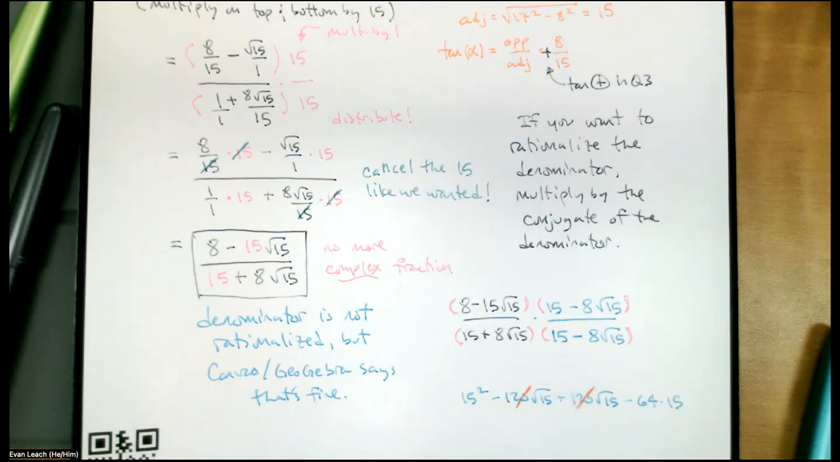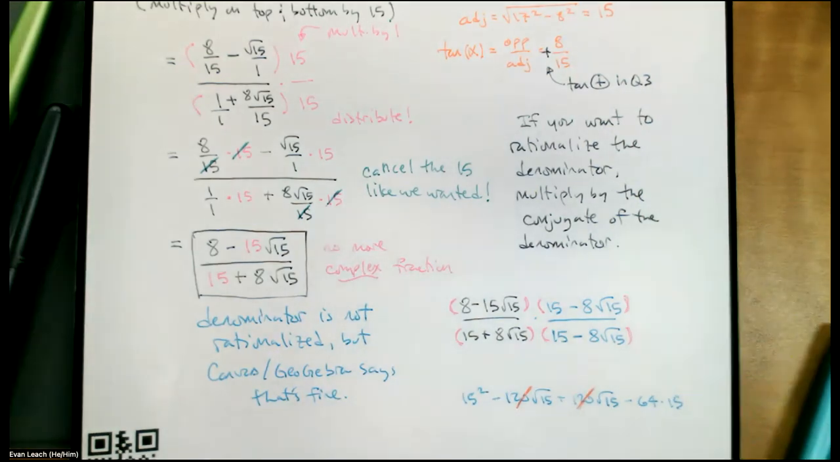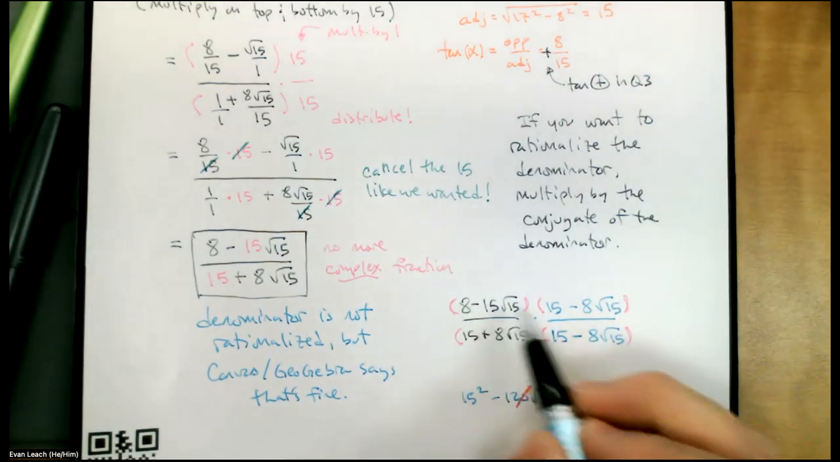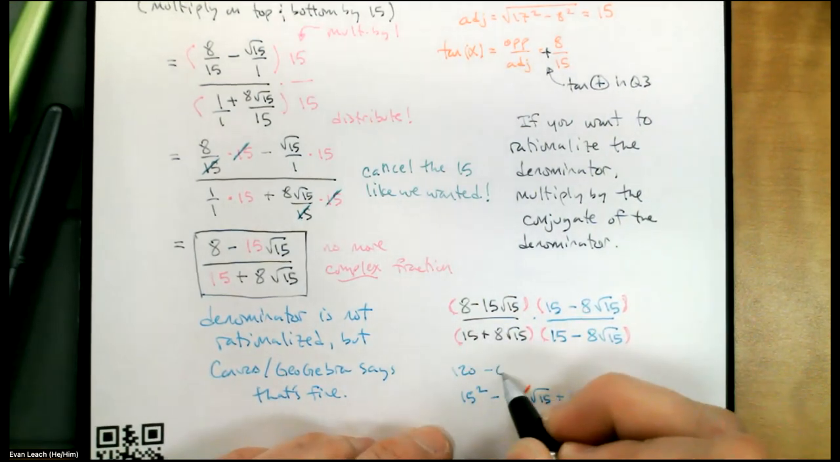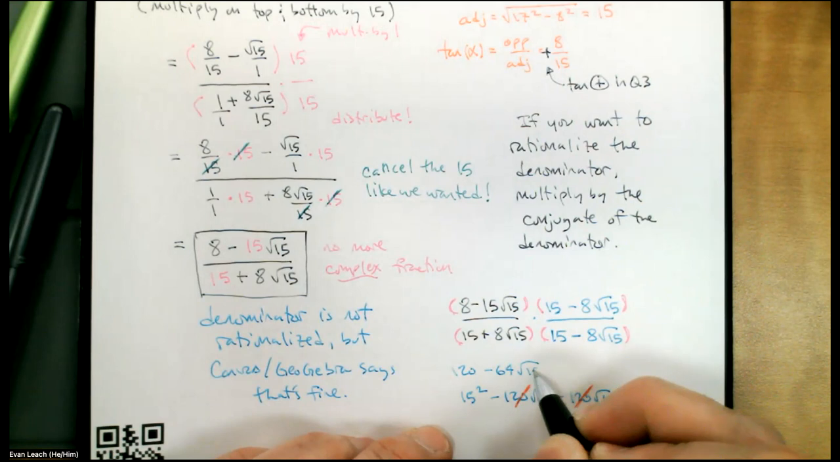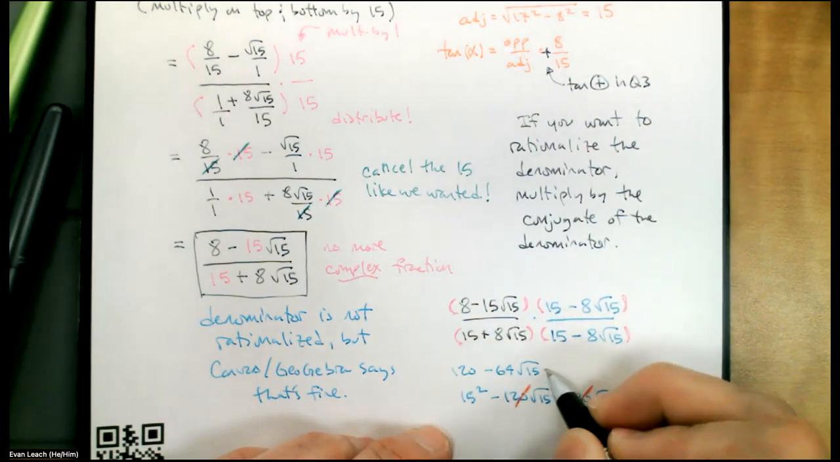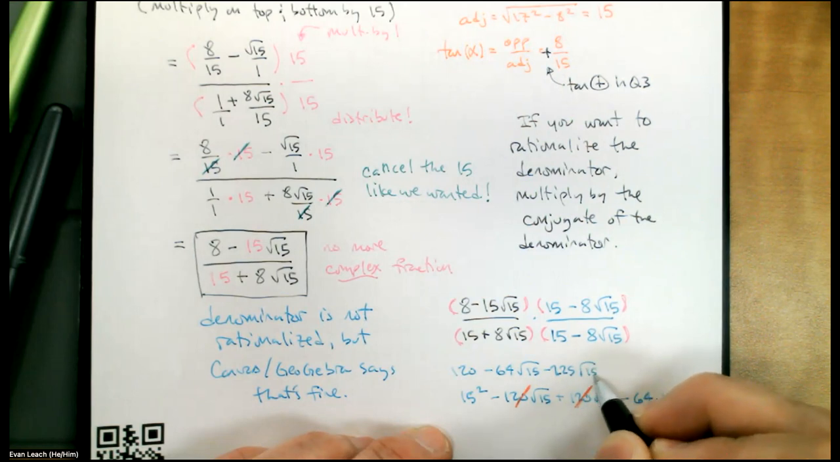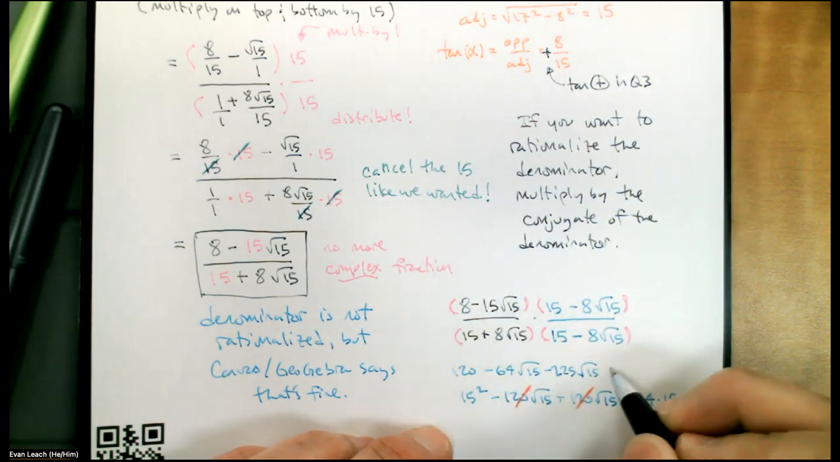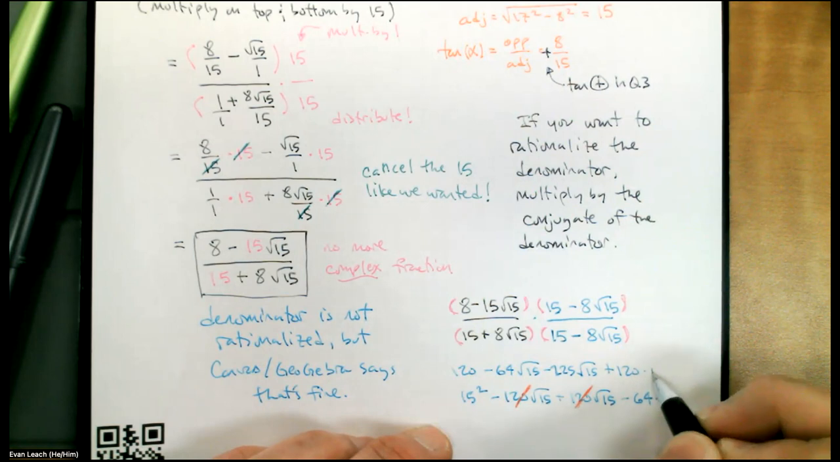In the numerator, we have to multiply the same way. We're going to have radicals in our numerator, but that's going to be okay. Radicals are okay in the numerator, not okay in the denominator. I have 8 times 15 is 120. Minus 64 root 15. Minus 15 times 15, 225 root 15. Plus 120 times 15.